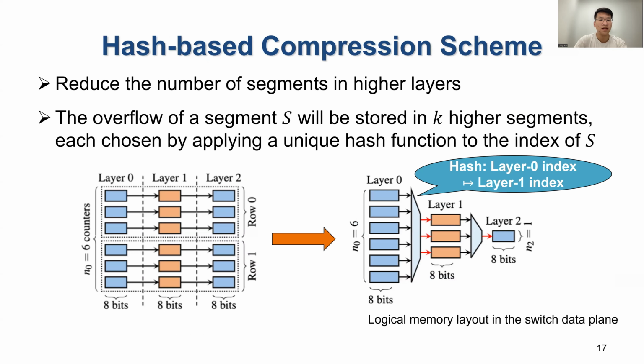We design a hash-based compression scheme. First, we reduce the number of segments in higher layers. For example, instead of 6 layer 1 segments, we use only 3 segments. Accordingly, the overflow of a segment S will be stored in k higher segments. These higher segments are chosen by applying k distinct hash functions to the index of S.